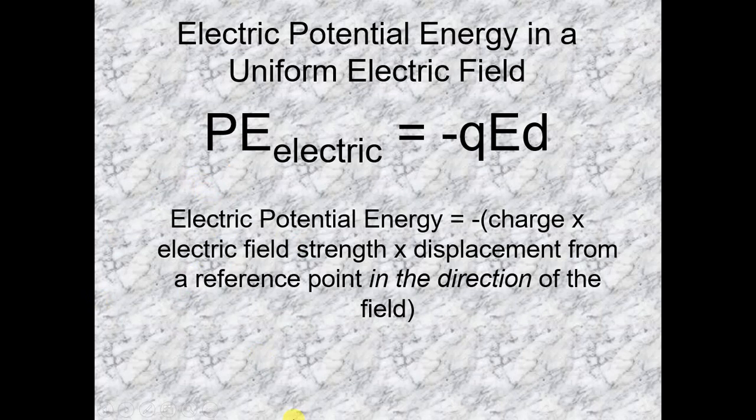Electric potential energy in a uniform electric field: PE is equal to minus Q E d. So electric potential energy equals charge times electric field strength times the displacement from a reference point in the direction of the field. This is our basic phenomenon.